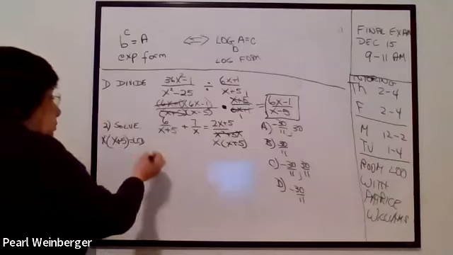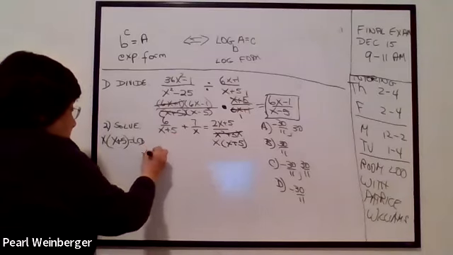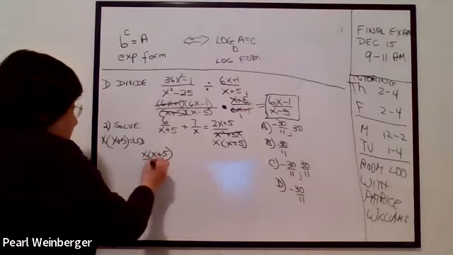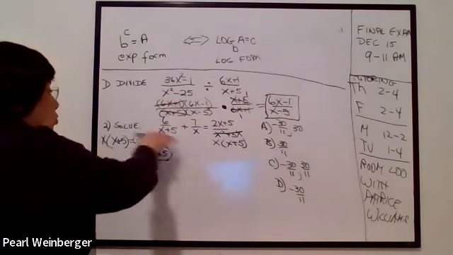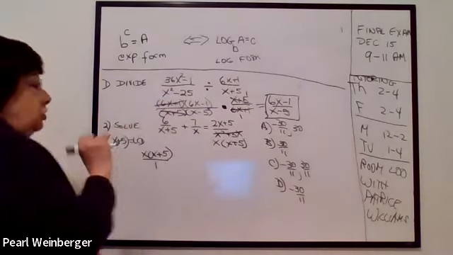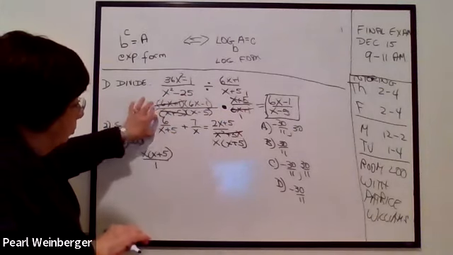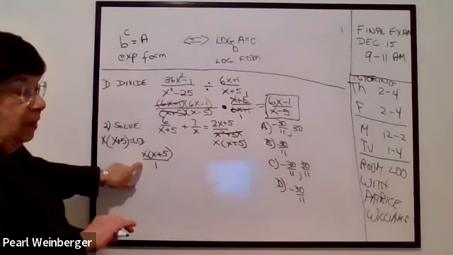Now what we do is we take that least common denominator, the x times the x plus 5, we put it over 1, and we multiply the whole equation by it, which means I'm going to have to multiply each term in the equation by this common denominator.